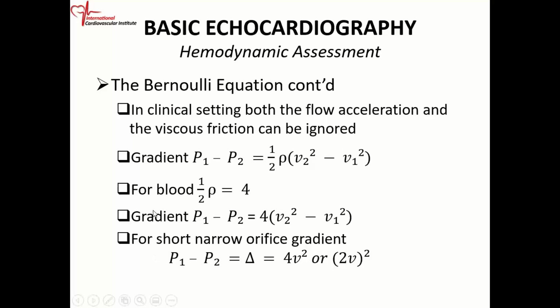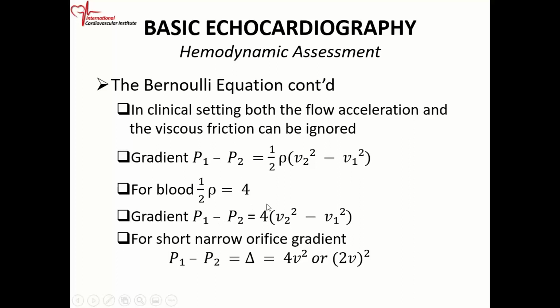So we ignore flow acceleration and viscous friction. We are left with just this as the gradient. So it's half of rho multiplied by the square of velocity at point 2 minus the square of velocity at point 1. But for blood, half rho is equal to 4. Rho is the density. So half rho for blood is 4.